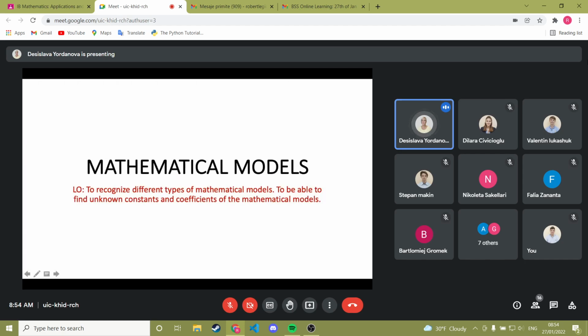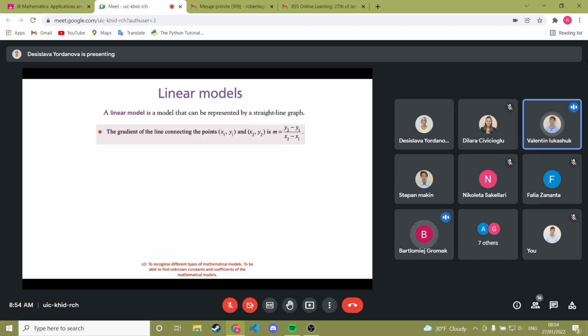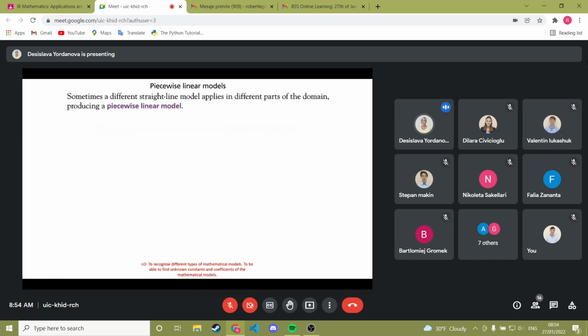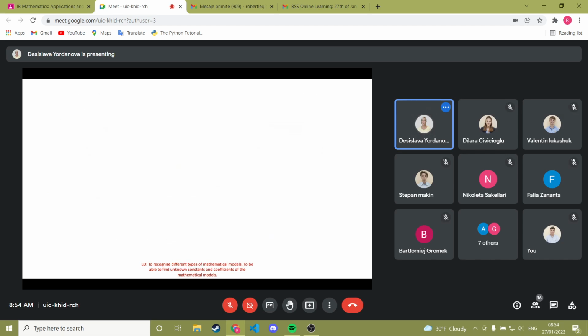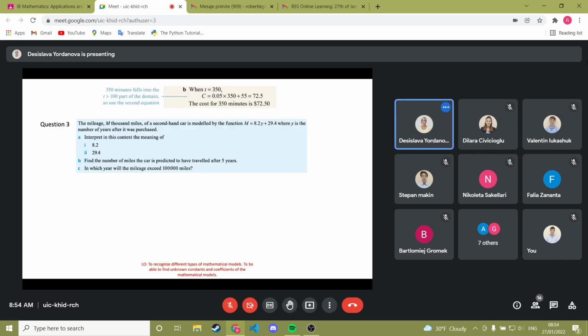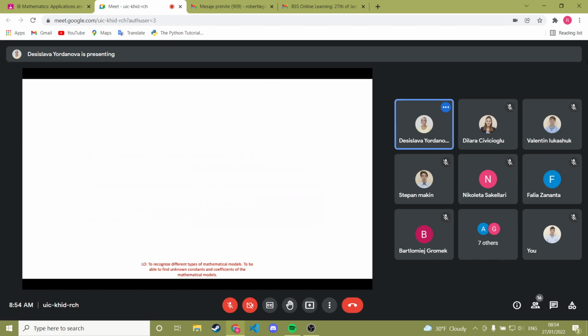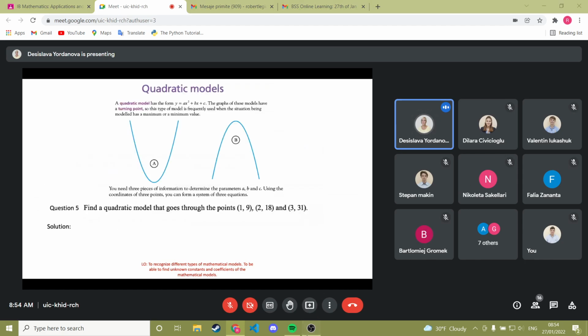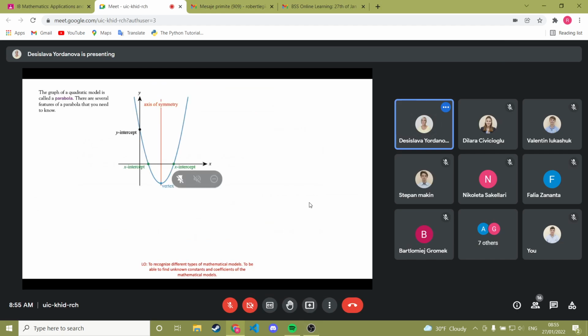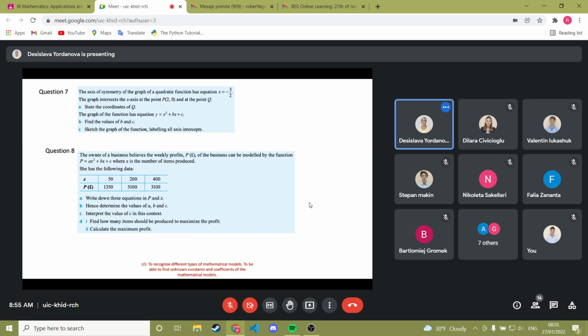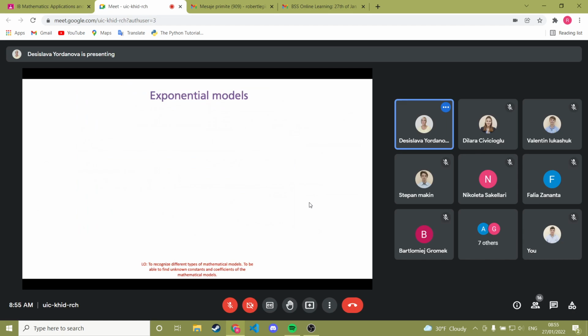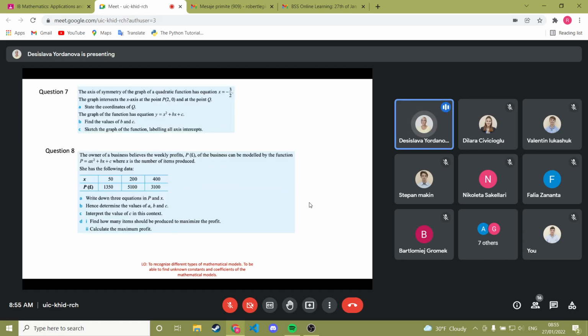You can see it, right? The linear models, piecewise linear models, we discussed a little bit. And quadratic models. Okay, we'll start with question 8, just to review what we did last time.